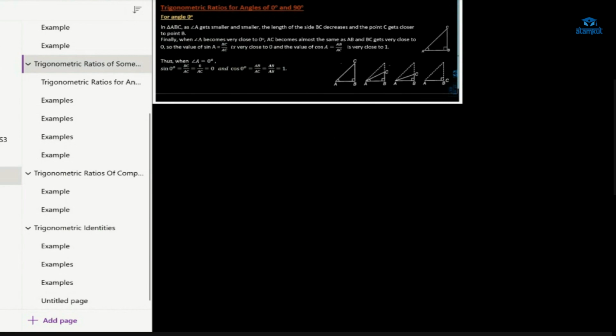Sine 60 degree is root 3 by 2. Root 3 by 2 is not 1.5, it's not the value that it takes. Sine and cos values oscillate between 0 and -1 and +1.